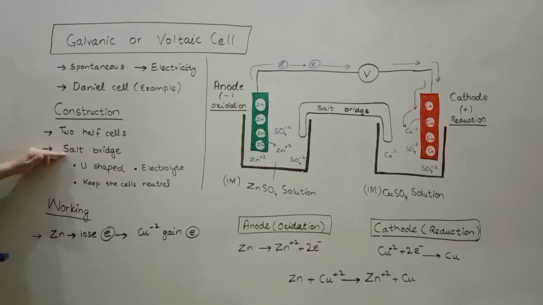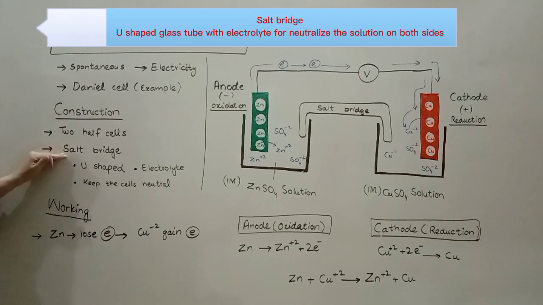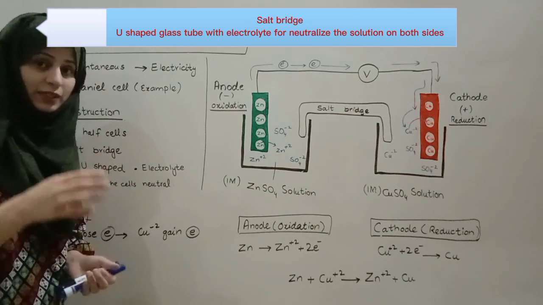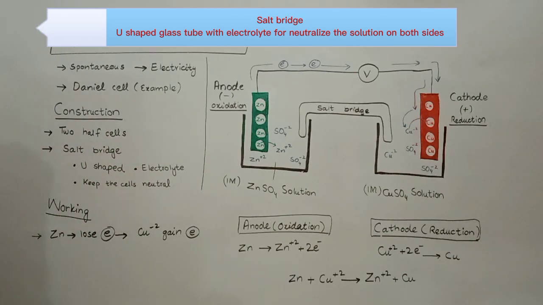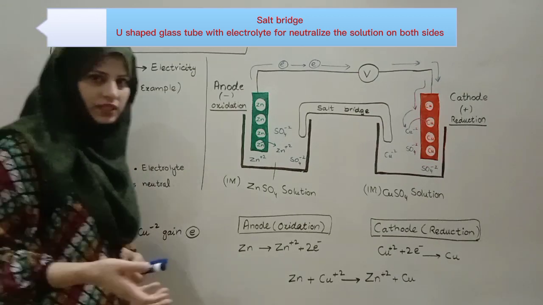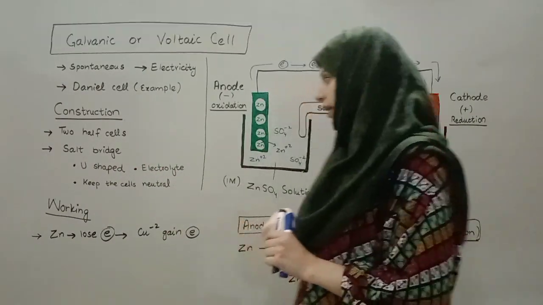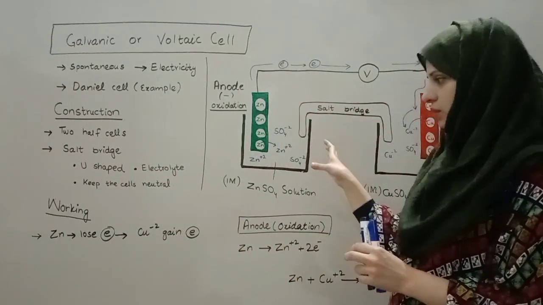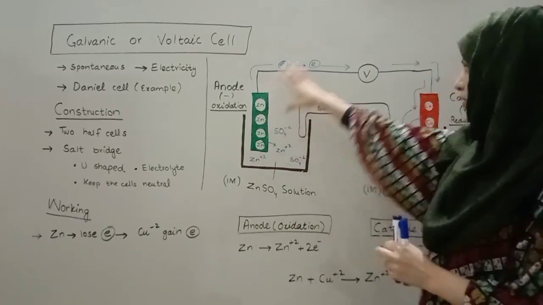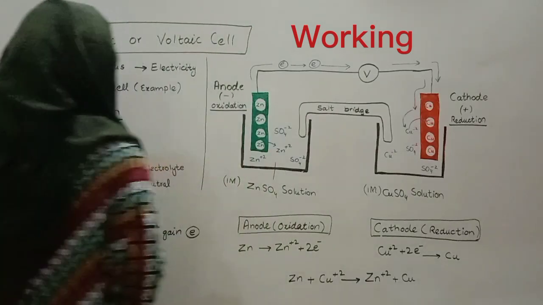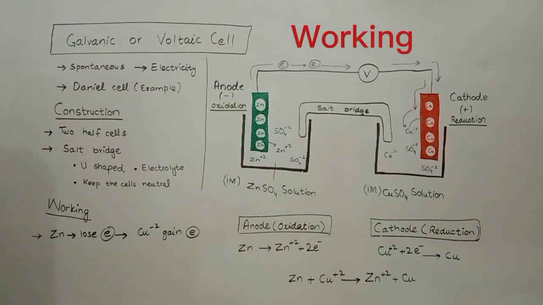The salt bridge is a U-shaped glass tube in which a saturated electrolyte is present, and the purpose of that electrolyte is to keep the cells neutral by providing a pathway for the migration of ions so that the chemical reaction takes place. Let's talk about the working of the galvanic or voltaic cell.